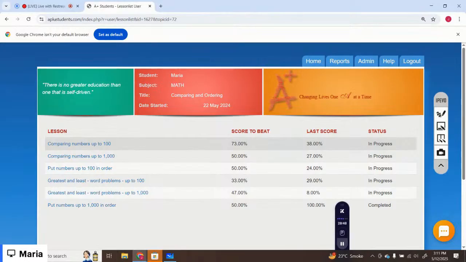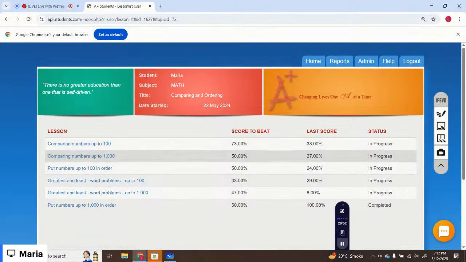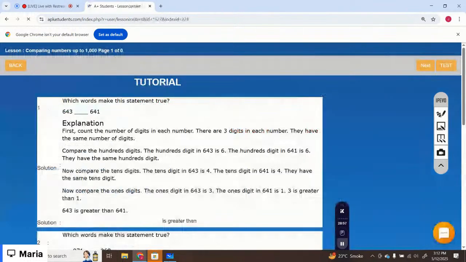The next lesson is comparing numbers up to 1000. Let's just start with the lesson. Which words make the statement true: 643 and 641? You have to compare these two numbers. So how do you compare?